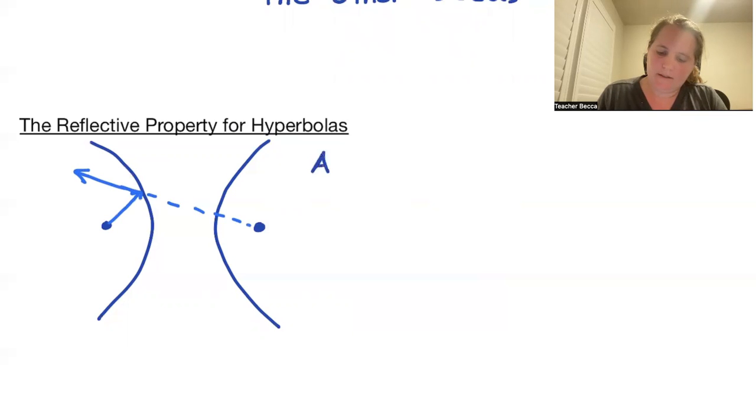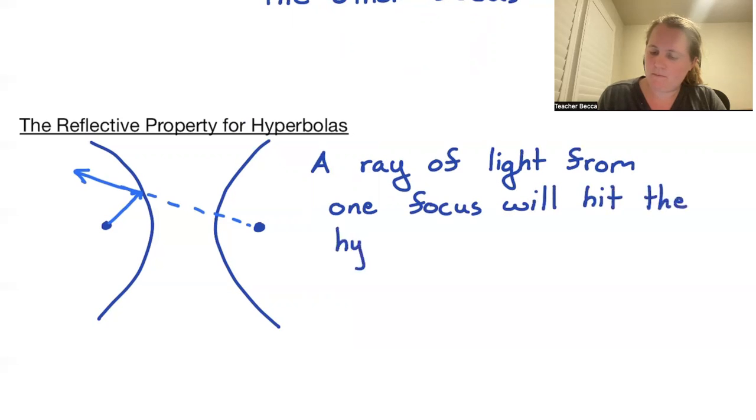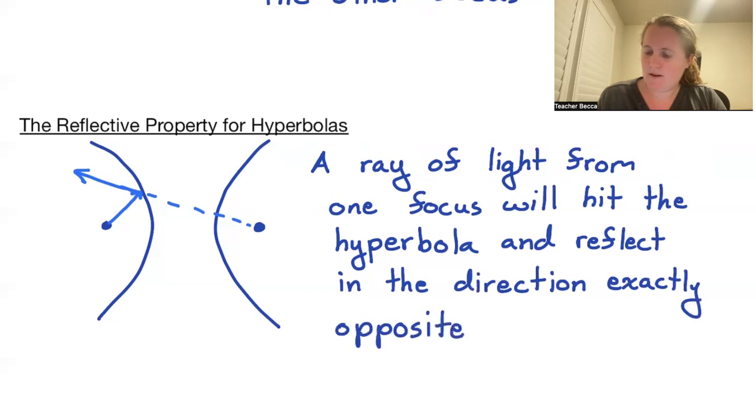So a light, or a ray of light from one focus will hit the hyperbola and reflect in the direction exactly opposite the other focus.